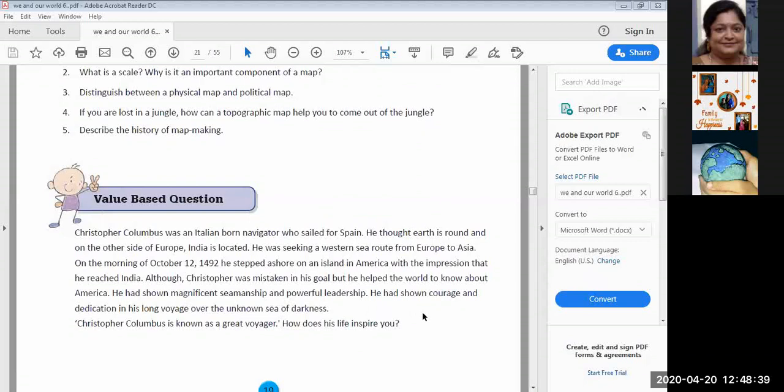But see, in some of the value-based questions, all the points are there in the paragraph itself. But when you write the answer, it should be in points and in your own language. Correct? Then you'll come to know that yes, the answer is correct. I hope everyone has come to know about the answer.